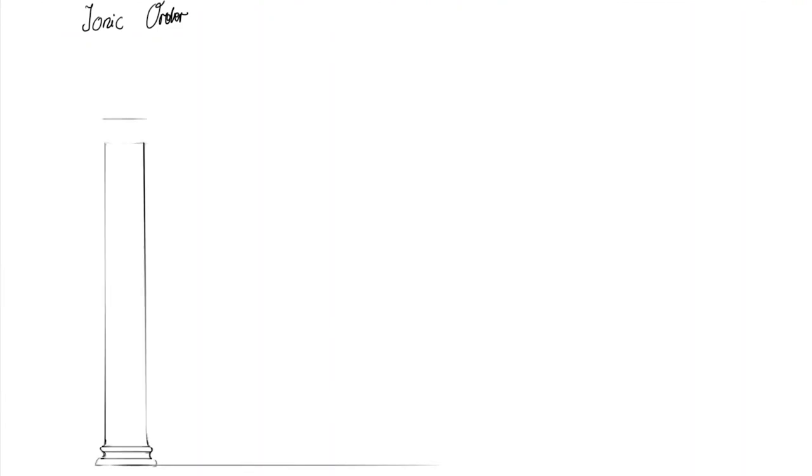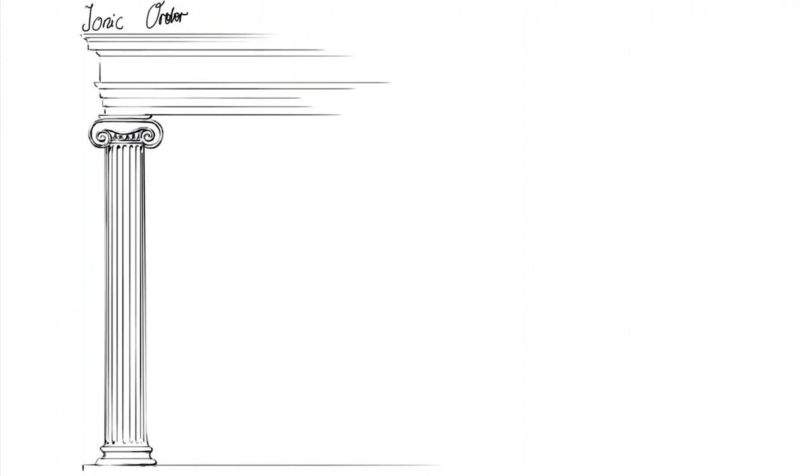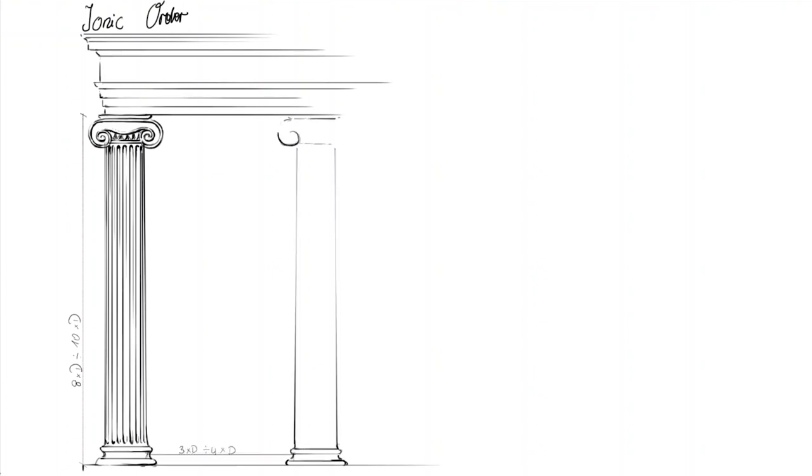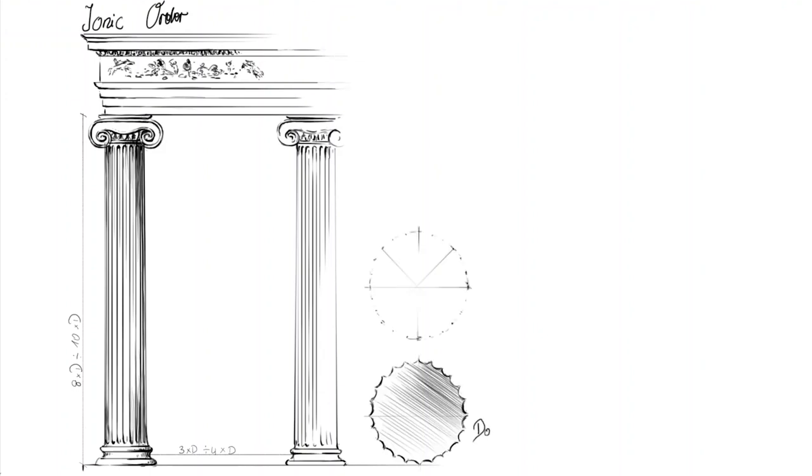Now, just a few words about the second order, Ionic order. This order is clearly more sophisticated than Doric order, not only in terms of details but also proportions. Columns are much more slender and placed in larger intervals. When we compare cross-sections of Doric and Ionic columns, we can see that fluting is slightly different. Ionic grooves are deeper but thinner, so there are some spaces between them.